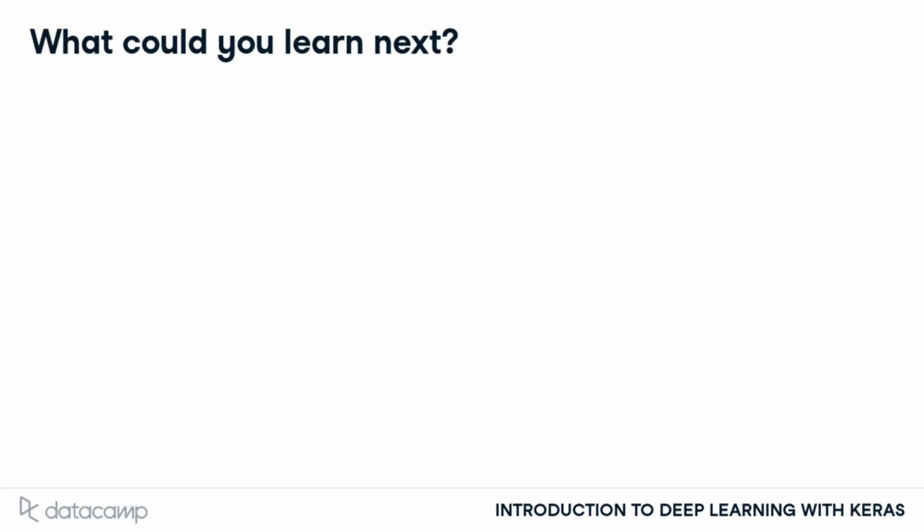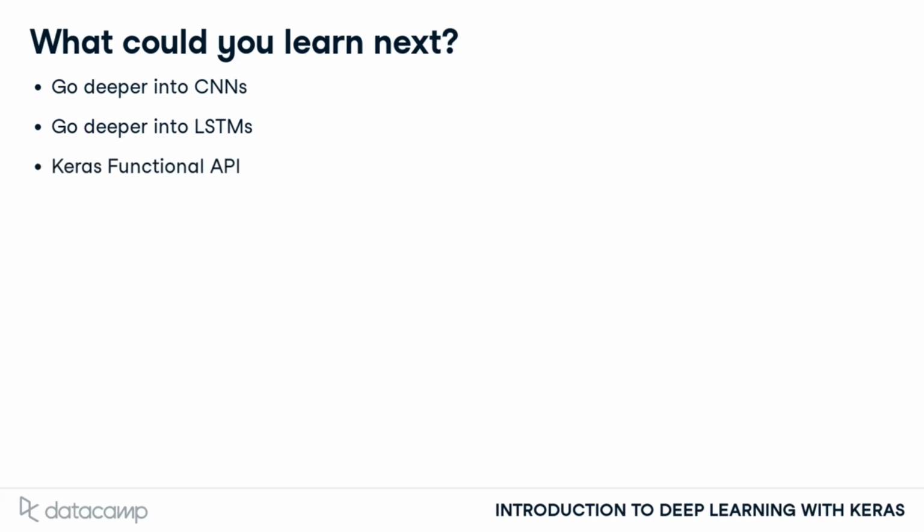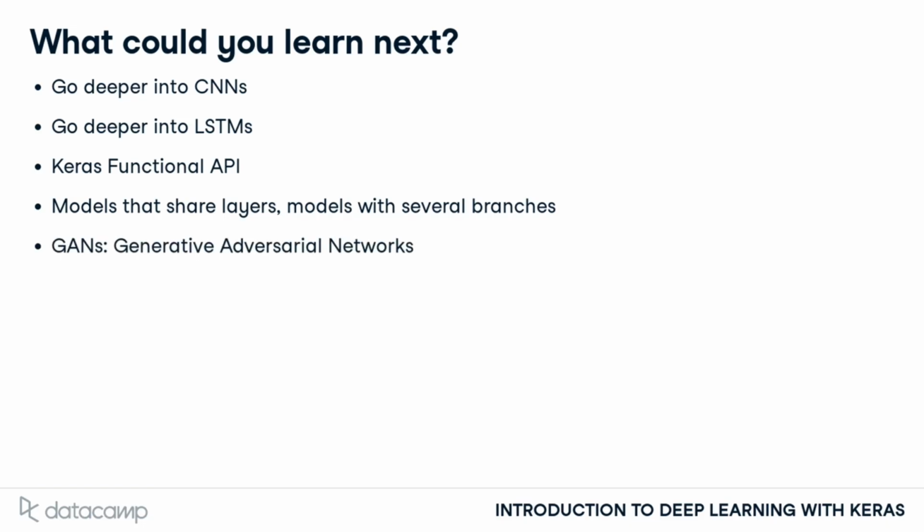To keep on improving your understanding and learning on neural networks, you should go deeper into CNNs. There is a specific course here on DataCamp. You can also go deeper into LSTMs. There's a lot more to learn. You could also check how to work with the Keras Functional API, which allows you to build more powerful models with shared layers and several branches. And finally, consider getting creative with generative adversarial networks and taking on some deep learning projects of your own.